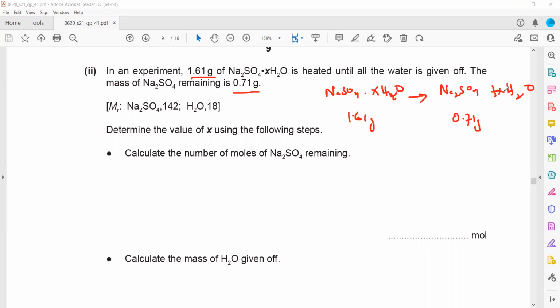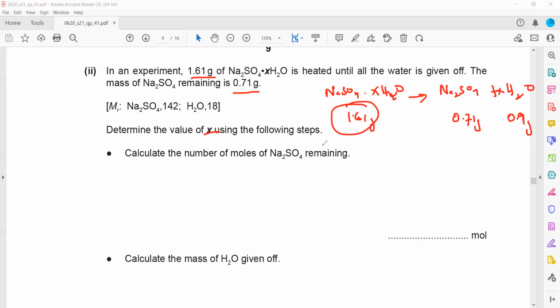To work it out, the total mass is 1.61 minus 0.71. So it will be 0.9. So 0.9 grams of water will be there, because the total mass before and after should be the same. If 0.71 is sodium sulfate, the remaining mass will be water.